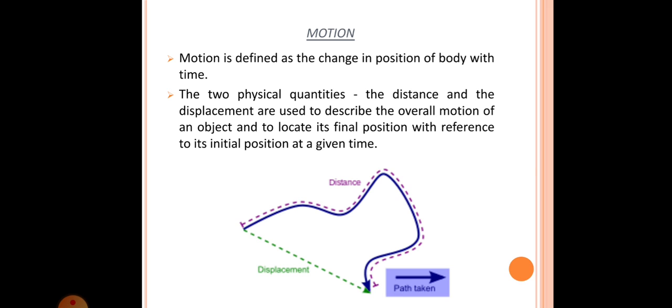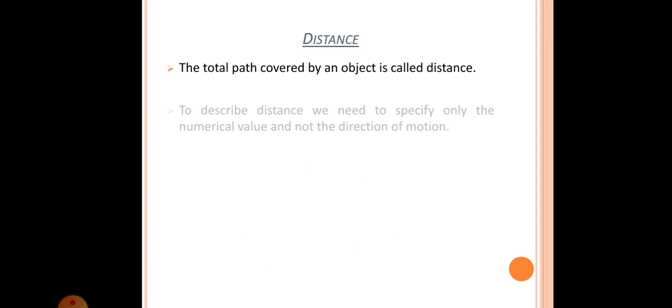Here in this picture you can see the purple line denotes your distance and the green line denotes your displacement. What exactly distance and displacement are is discussed in the next slide. At first, what is distance? The total path covered by an object is called distance. Very simple it is.